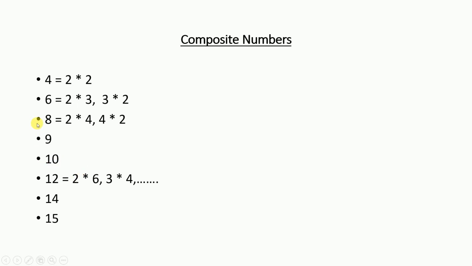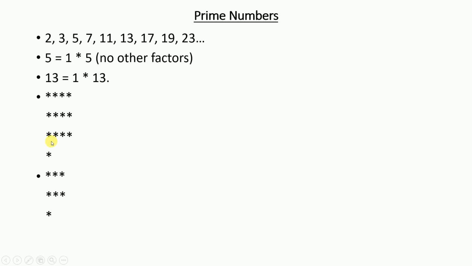Composite numbers, these are the examples of composite numbers. They are composed of smaller numbers. You take 12. 12 is composed of 2 and 6 or 3 and 4. 2 into 6, 3 into 4 is 12. Similarly take 8. 8 is 2 into 4 or 4 into 2. What about 15? 3 into 5. What about 14? 2 into 7. 10, it is 2 into 5. 9, it is 3 into 3. Composite numbers means the number is composed of smaller numbers.